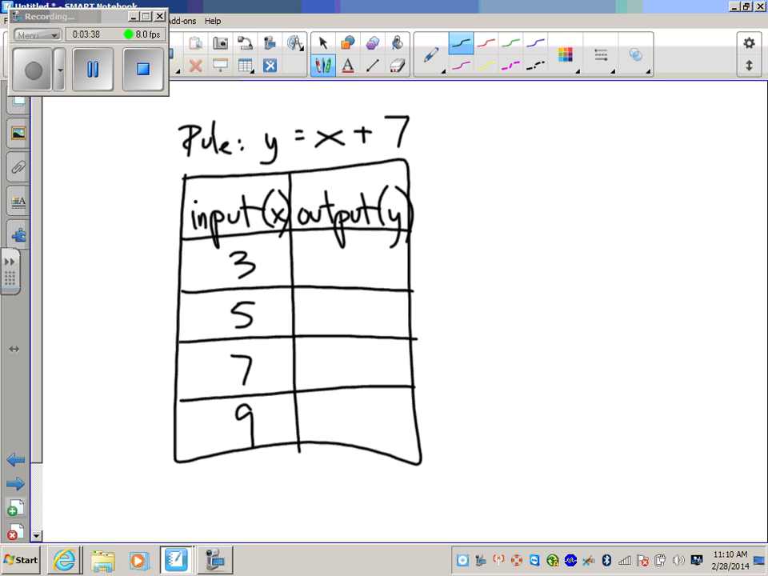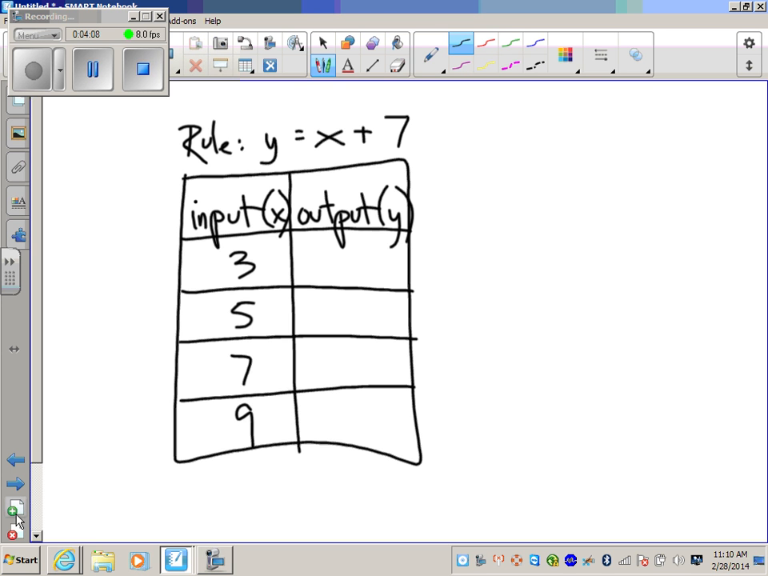Now the rule is Y equals X plus 7. So that's our rule. And every function table will have a different rule. This function table happens to have y is equal to x plus 7. So here, in this column, are all my what values? X. So all my x values.